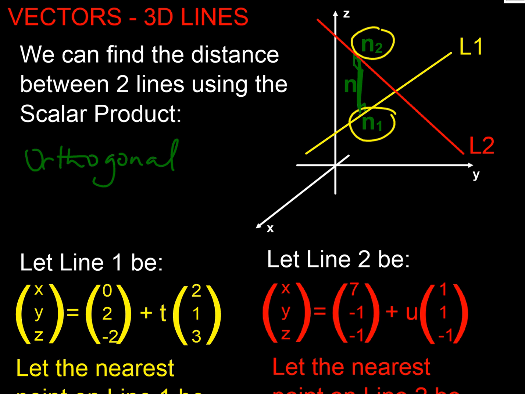Yeah, and if you've got a set of axes, x, y and z axes, they're all at right angles to each other, they're called orthogonal axes. Okay, so how am I going to go about finding the nearest point?